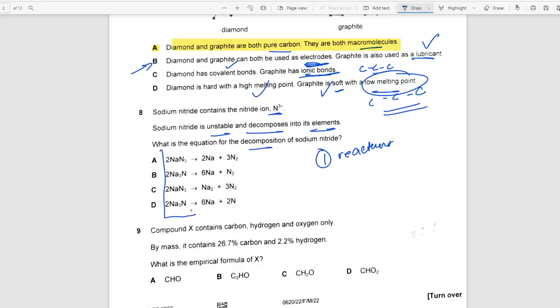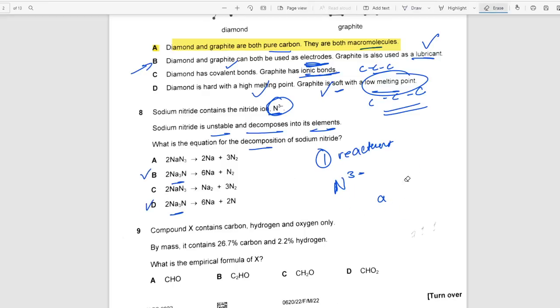If you notice in all these, we have either 2Na or 2Na3. Those are the two possible ways. We know that because nitrogen is 3 minus, therefore sodium has to have a 3 here. Sodium has to have a 3 here, so it's either this one or this one, isn't it? So it's either B or D.